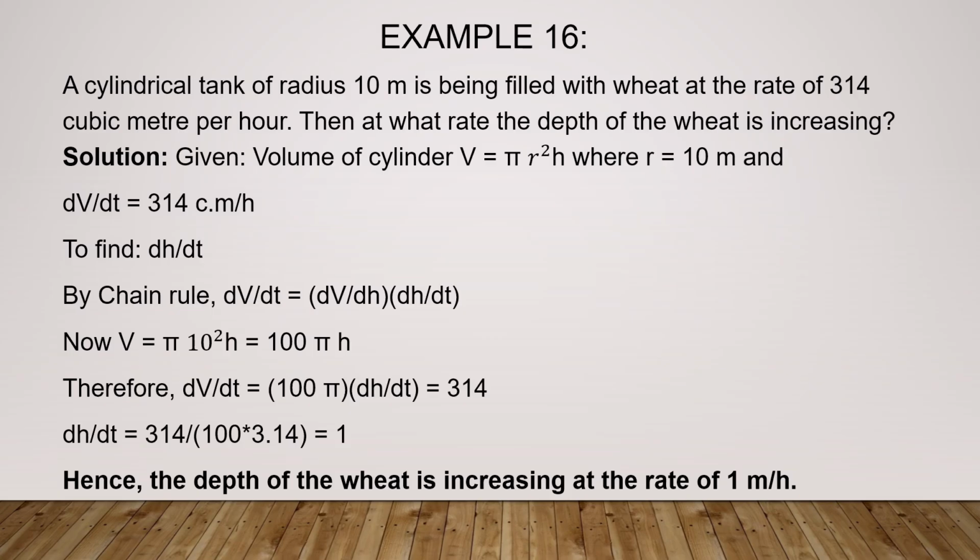By the chain rule, dV/dt is equal to dV/dH into dH/dt. Now put R equal to 10 in the formula for V, so V is equal to 100 pi H. Find dV/dt. dV/dt is 100 pi into dH/dH dt, correct? And this is given to us as 314. So make dH/dt the subject of the formula, you get 1. So the depth of the wheat is increasing at the rate of 1 meter per hour.